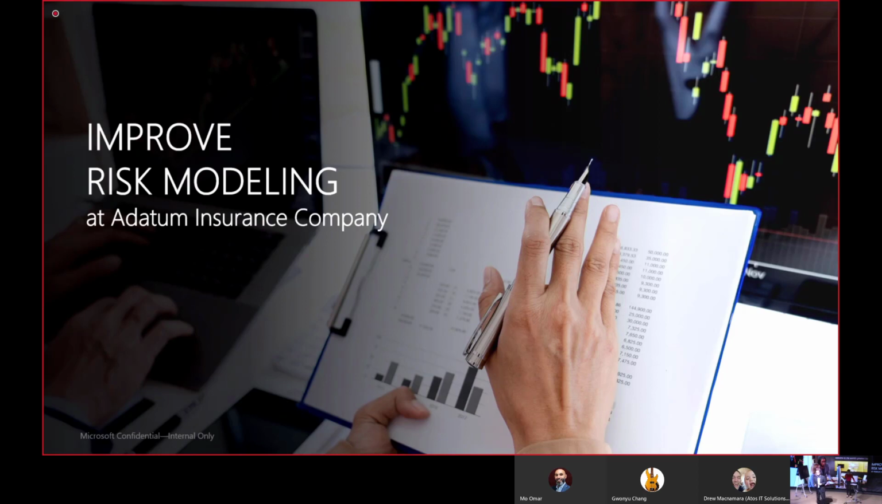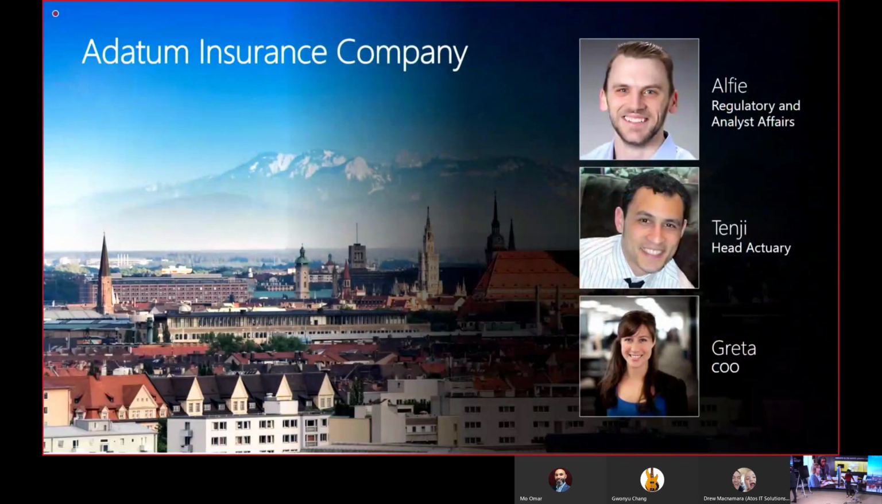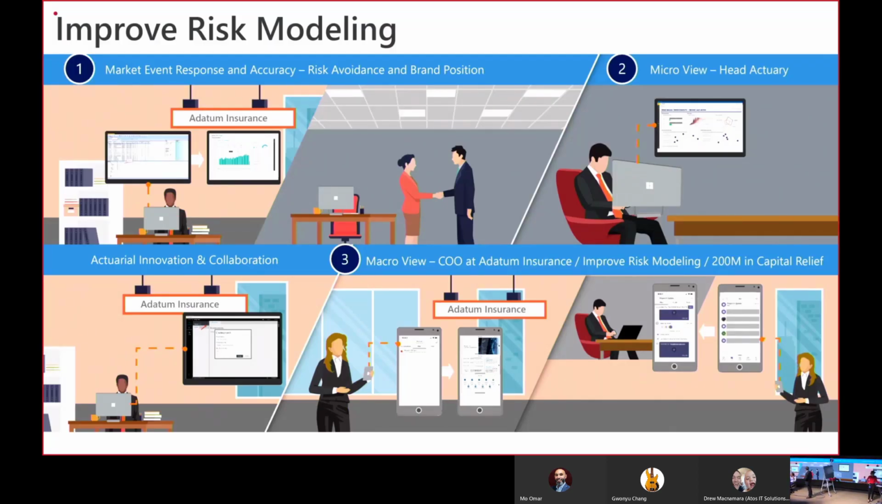So now let me introduce you to the personas for the demo. We have Alfie, who works in regulatory and analyst affairs. We have Tenji, who's the head actuary, and we have Greta, who is our COO. So let me set the stage for the story. We're going to start off with Alfie in regulatory and analyst affairs. He's going to show us how using the Milliman solution together with the Microsoft platform, he's able to much more efficiently respond to big market events that affect the reserves that need to be held by the company.